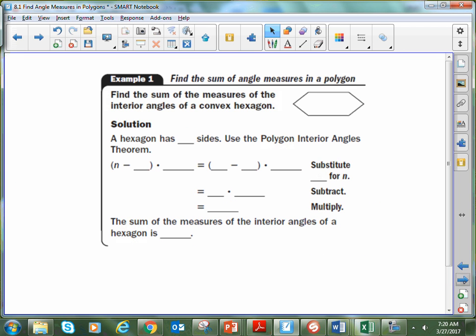Okay. And now let's take a look at how we're going to use it. All right. So here we have, again, another hexagon. There we go. Hexagon has 6 sides, obviously. So if we were going to use that formula to find the sum of the interior angles of a polygon, n in this case would be 6.